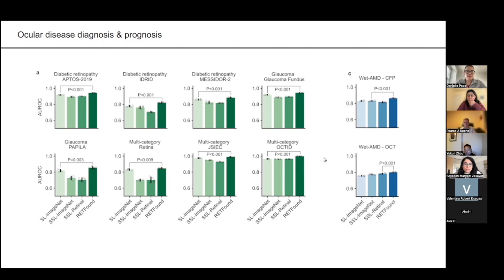And for the ocular disease prognosis, we use wet AMD. The task here is trying to predict if a patient who has already been diagnosed with wet AMD in one eye will progress to wet AMD in the fellow eye, which means the second eye, because wet AMD is kind of a symmetric condition for the two eyes. The task is trying to predict if the fellow eye will progress to wet AMD in the following 12 months. And we also observe the significant improvement.